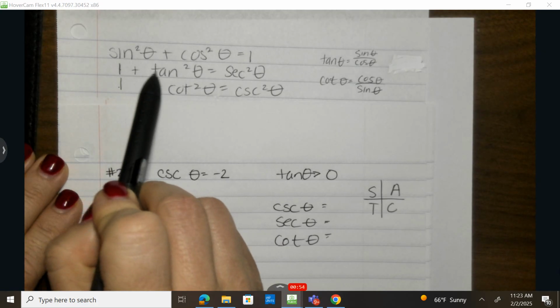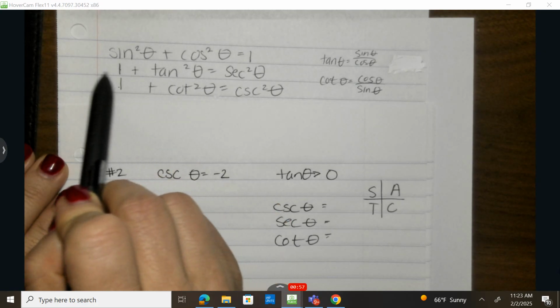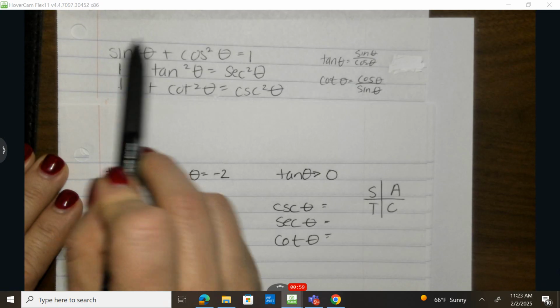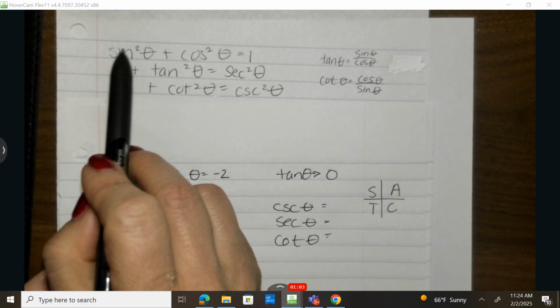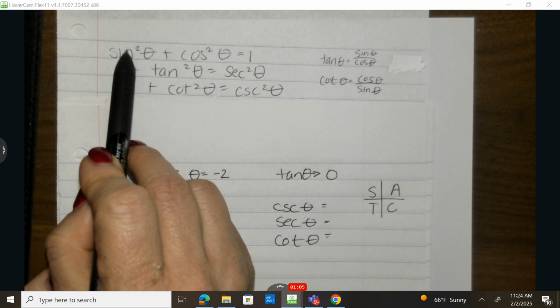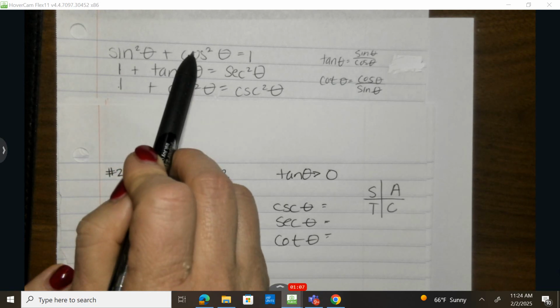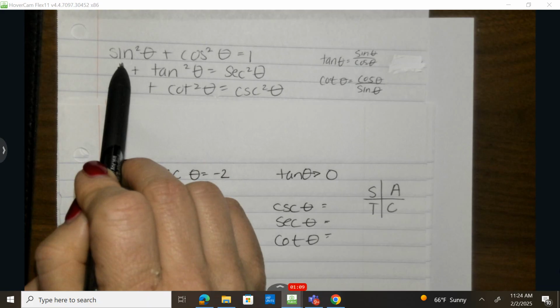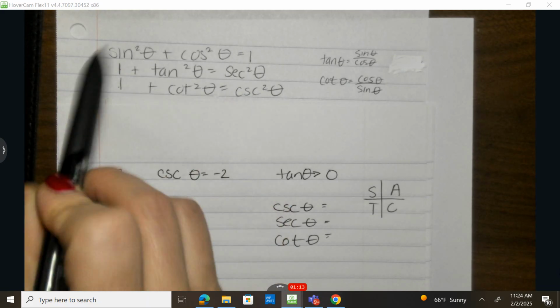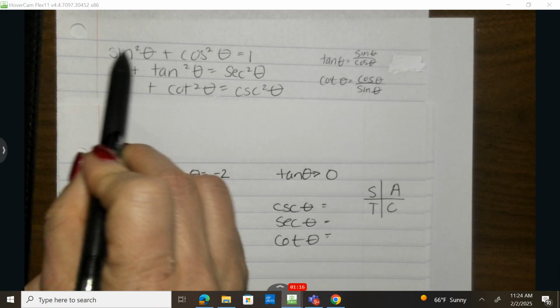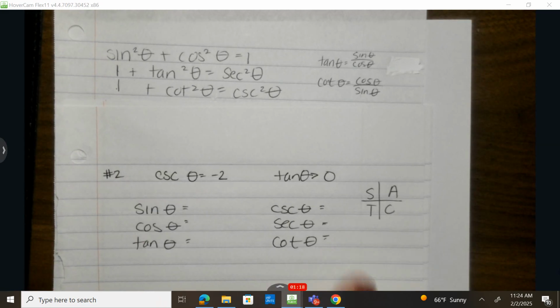Now I could achieve the second equation, which is just a variation of the first, by taking each one of these original terms and dividing by cosine squared. Sine squared divided by cosine squared is tangent squared. Cosine squared divided by cosine squared is 1. And 1 divided by cosine squared is equivalent to secant squared. So they're all variations of this first trigonometric identity.